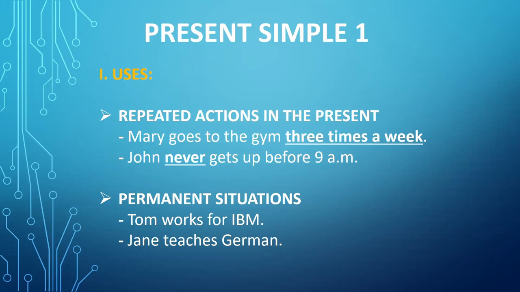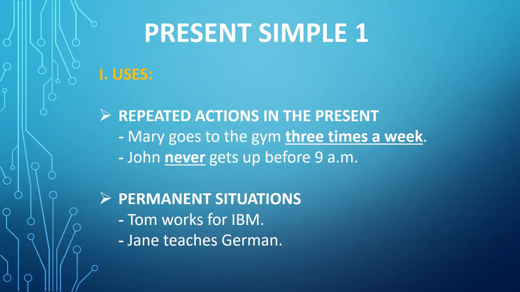We also use present simple when we want to talk about permanent situations. Something that happened in the past that is still going on and most likely will continue in the future. For example, Tom works for IBM. This is his job. It's not just now. It's not for this month. This is what he does in general. A job can be a permanent thing.